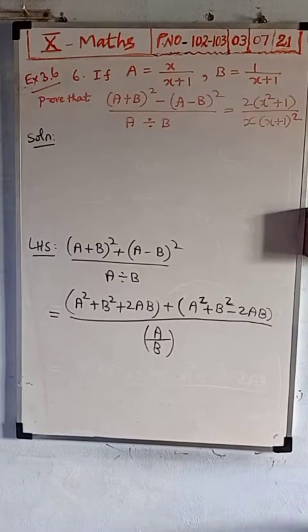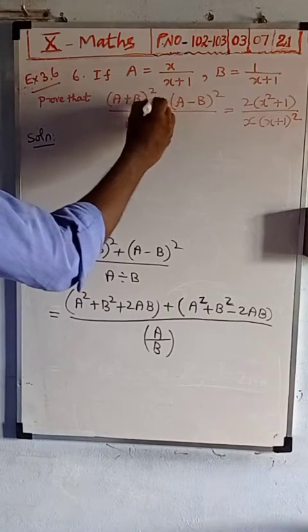Next, sixth problem. If a is equal to x by x plus 1, b is equal to 1 by x plus 1, then we want to prove that (a plus b) whole square minus (a minus b) whole square divided by a divided by b is equal to 2 times of x square plus 1 divided by x of x plus 1 to the whole square. Okay, here plus, not minus.